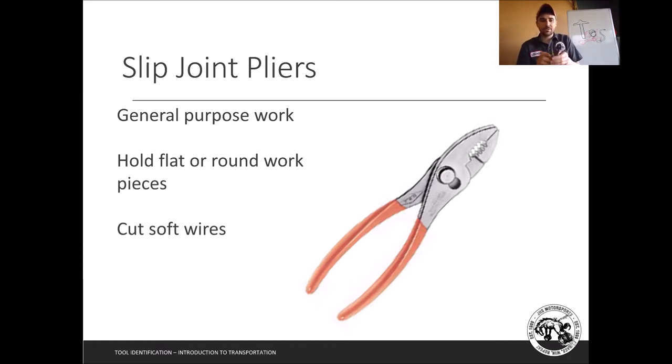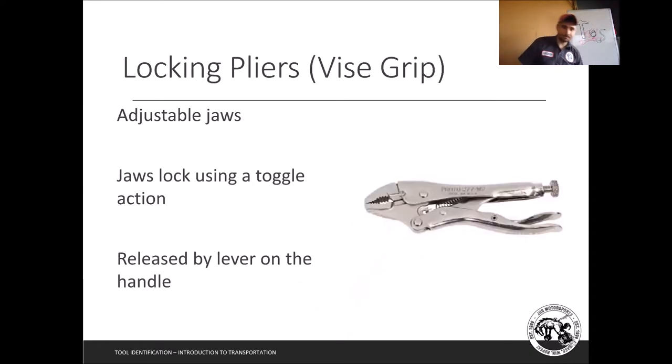Like I said, holds flat around pieces. Those jaws you can see in there are shaped to hold different sizes of stuff. You can also just pinch something at the top. So general pliers, we're going to call slip joint pliers. All right, on to the next one.